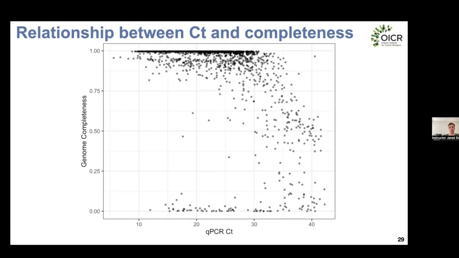For CT greater than 30, there's a lot less viral material, and we see the completeness drops off quite a lot. So we set a threshold that we wouldn't accept for sequencing any samples that are greater than CT 30. That decision was obviously made after this plot was generated, but that just increased the efficiency of our sequencing and avoided wasting money on samples that were unlikely to give a usable result.